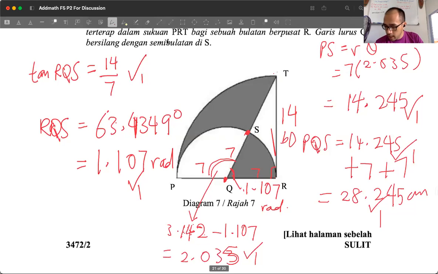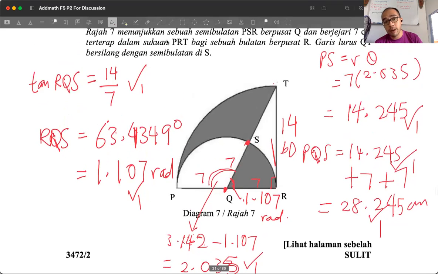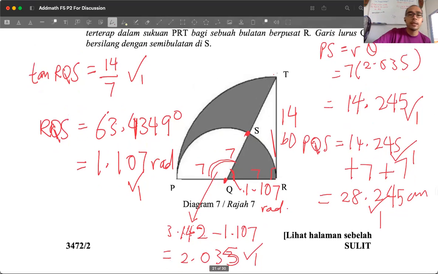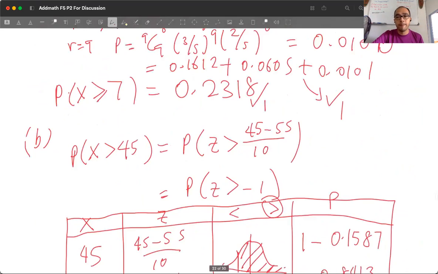Wow, this is 4 very easy marks. Sebenarnya sangat senang. Cuma don't forget the radius lah. A lot of people will forget the radius. Dia kira ini saja 14.245 habis. Dia suruh kamu kira perimeter.